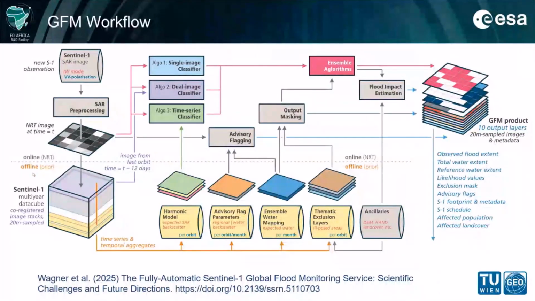So this is done offline, and the results from the offline processes can then be fed into the online near real-time processing line. So in the near real-time case, again, I do the 3 classification algorithms. I fetch information from advisory flagging, output masking, put this into an ensemble algorithm, and out comes a product that contains all the layers as described before, like the observed flood extent, the total water area, the reference water area, the likelihood water, the exclusion mask, advisory flags, etc.